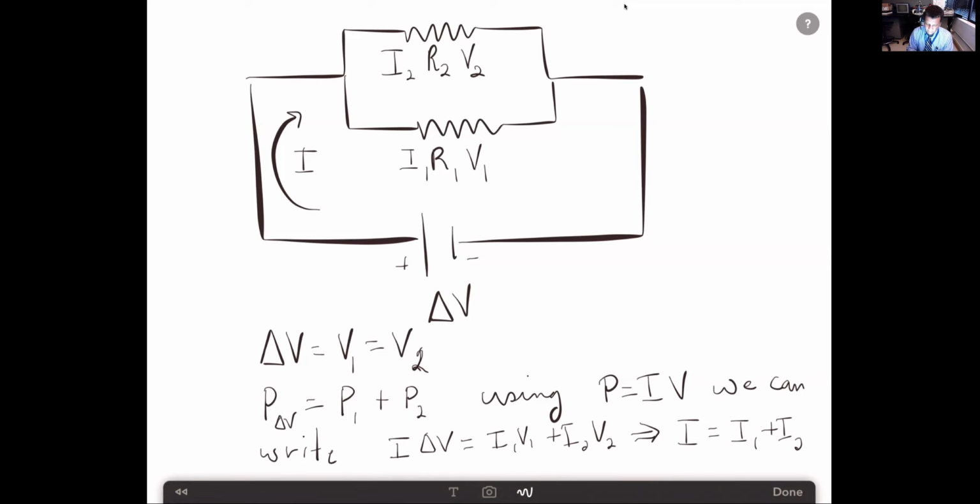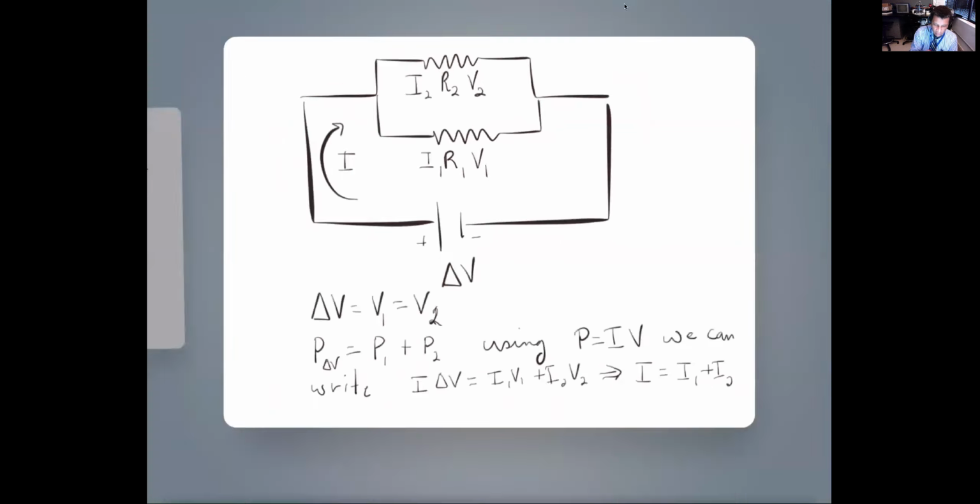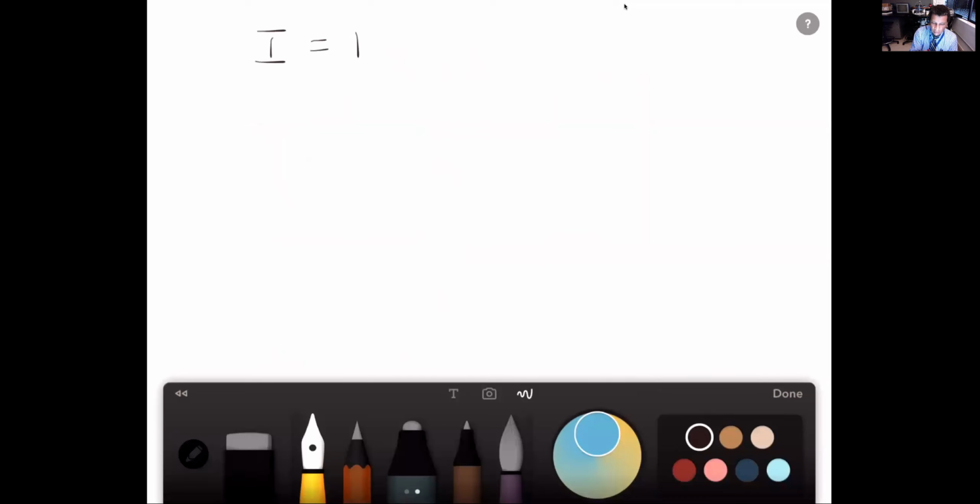Okay, so I'm going to say done. And now I'm just going to write this equation again. This is our conservation of charge equation. It's coming out of the conservation of energy equation, which is beautiful, still elegant. You know, I'm digging it.